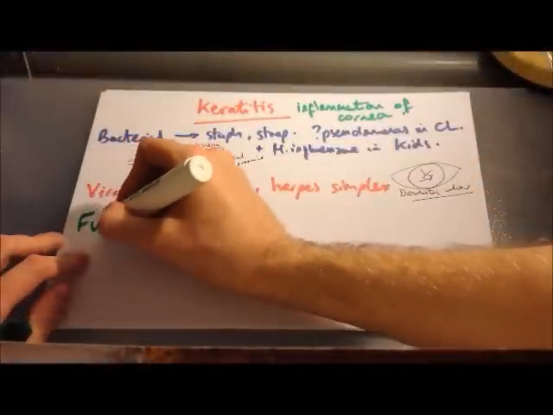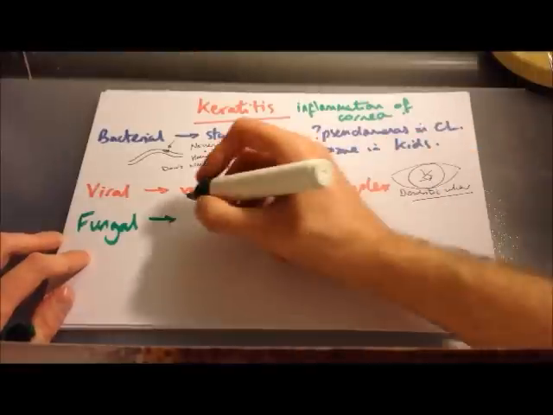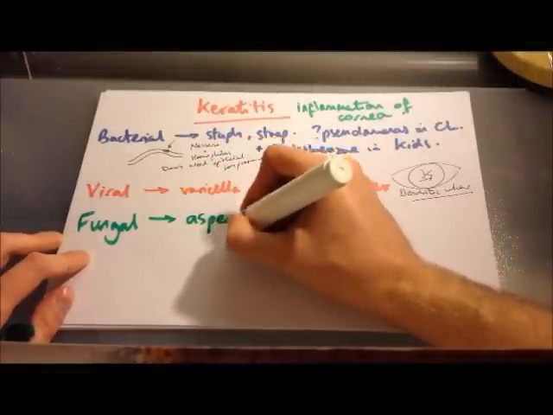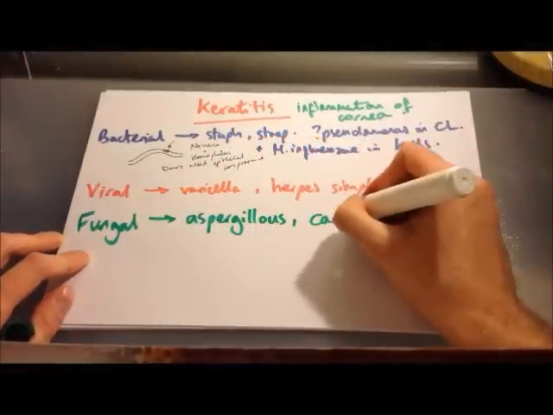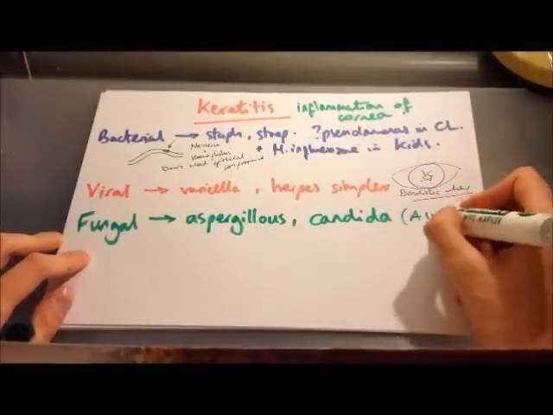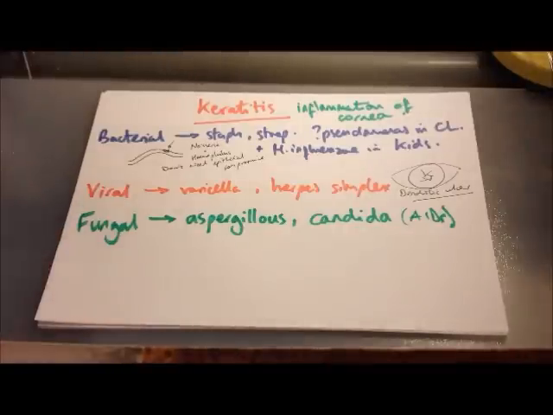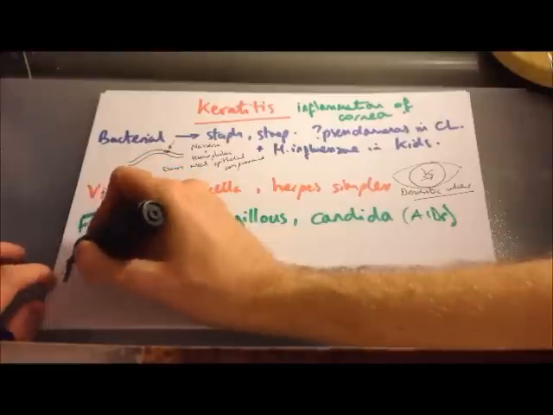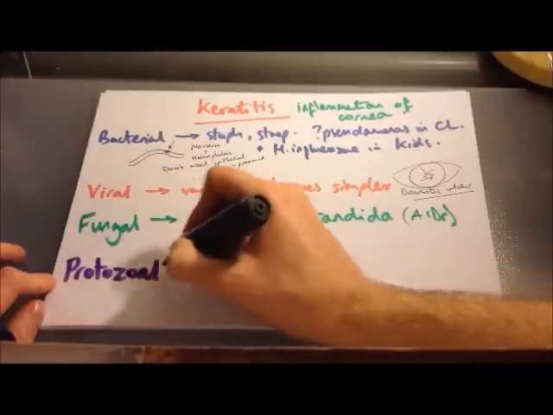Moving on to fungal, these are relatively rare, but include aspergillus and candida, which should make you think about AIDS if you see a candida keratitis. And finally, we've got protozoal causes of keratitis, and again these are relatively rare. We've got acanthamoeba as the main one here.